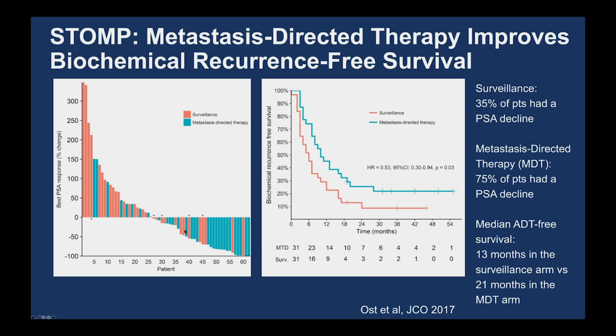And so on the left is what we call a waterfall plot. And this waterfall plot basically demonstrates, in this case, the maximal PSA response. And so PSA, again, is this blood marker that shows the amount of prostate cancer that a patient has. And what you can see is that the patients who received metastasis-directed therapy are shown in blue, and there's a lot of them on the right side where the PSAs really went down, versus the patients who were followed with surveillance, shown in red, where most of these patients had their PSAs increase.